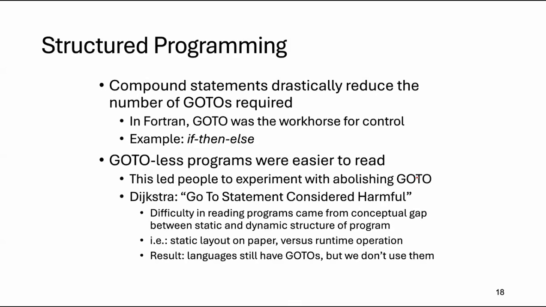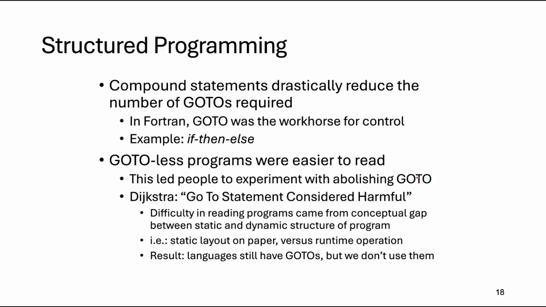The introduction of the begin and end block allowed more structured programming, because compound statements drastically reduced the number of gotos that we needed. So the goto is being removed. If you remember in Fortran, the goto was the workhorse for control. In Algol, that's not the case anymore. Algol allowed more goto-less programs, and those programs are now much easier to read than they were in Fortran. It was much harder in Fortran, so much so that some people decided to experiment with abolishing goto totally and not using it at all.